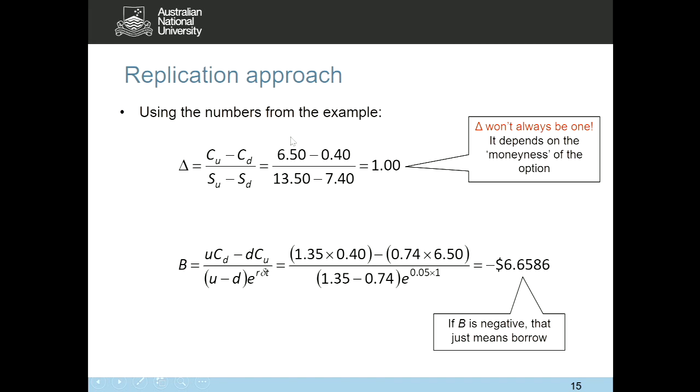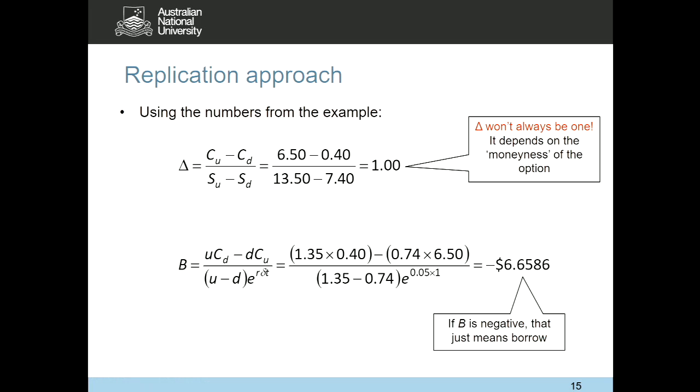Now, if the share price increased to $13.50, then our call option is going to make a payoff of $6.50. Remember, just refer to the diagram. If the share price declines to $7.40, then our call option will make a positive payoff of 40 cents. So that's the difference between the two, and that's the difference between the share prices. And we work out the delta is positive 1.